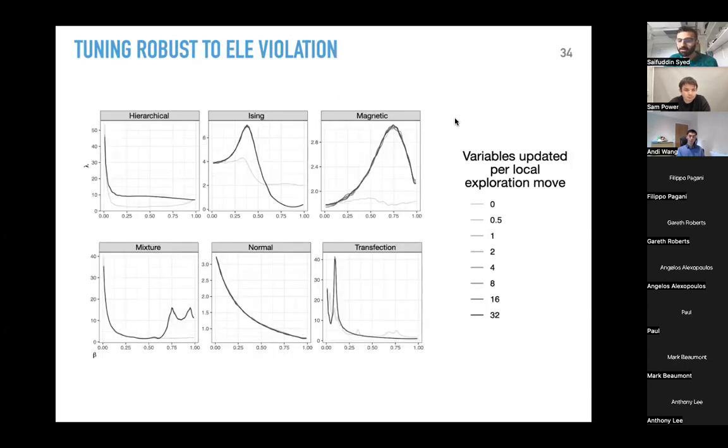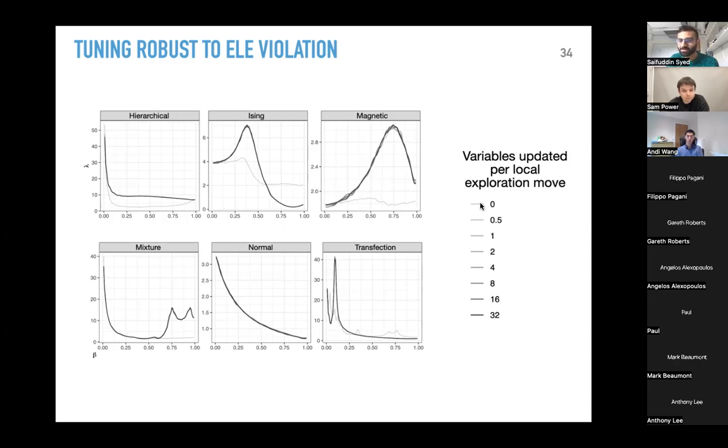We also see that our algorithm is really robust to severe violations of the efficient local exploration assumption. So we can approximate the ELE by letting our exploration kernel run for much longer between swaps, to hopefully approximate independent draws from the likelihood. And we see that irrespective of how many local updates we do between swaps, the local communication barrier that we discover is basically the same. The only difference is when you don't do any local exploration at all.